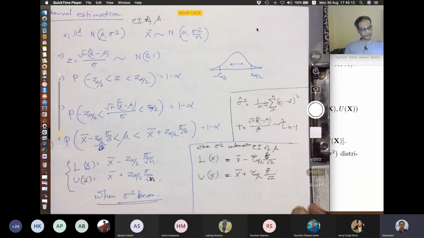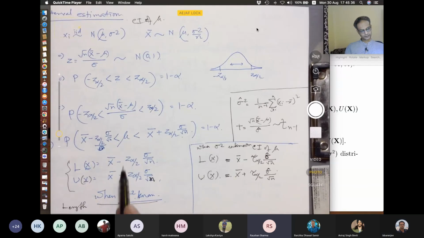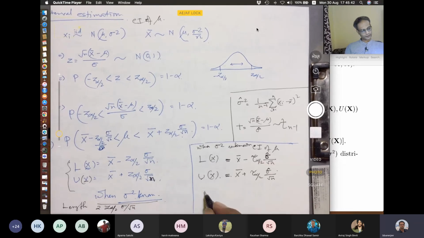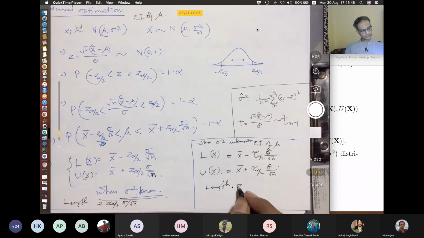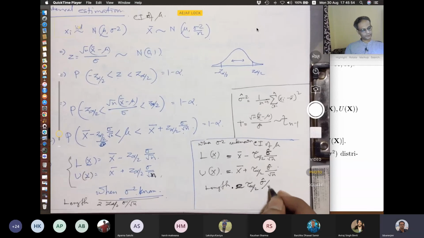Here you notice one thing: in both of the cases, the range or the length of the interval, how much is the length here? 2 z alpha by 2 sigma by root n, and here it is 2 t alpha by 2 sigma hat by root n.